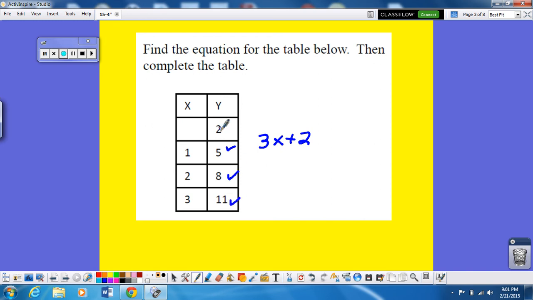So now we've got to go work backwards. 3 times x, this would have to be 0. 3 times 0 is 0 plus 2 is 2. So this one was a little more tricky than the others.